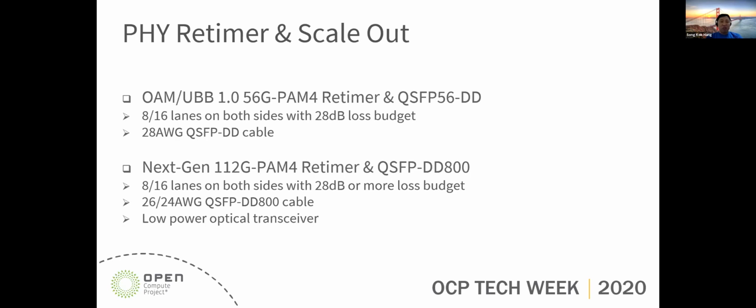And for the next gen, it's going to be more of a challenge. We want to see if we can use the same retimer spec in terms of the loss, and see if we can have the right cable, a passive copper cable, with the same spec as the OAM 1.0, or otherwise we have to go with the low power optical transceiver.